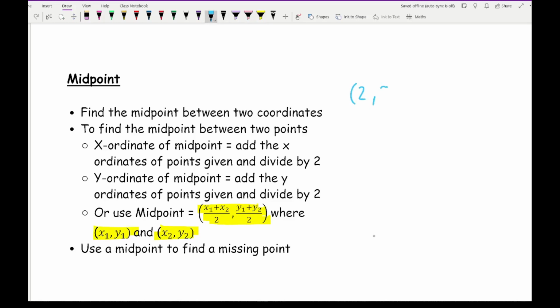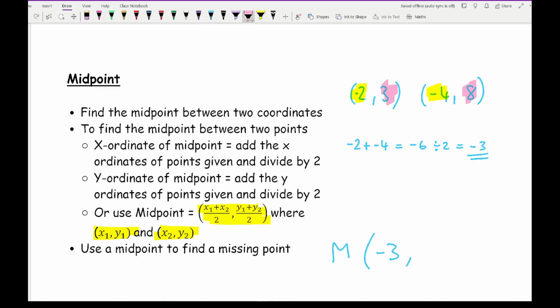So if I just pick two numbers, and let's stick some negatives in there as well. Let's stick a -2 there. So looking at this, if I look at my x ordinates, I've got -2 and -4. So here, if I add them together, -2 plus -4 equals -6. I divide that by 2, and that gives me -3. So my midpoint x value is going to be -3. Then to find the y ordinate, I add my two y values together.